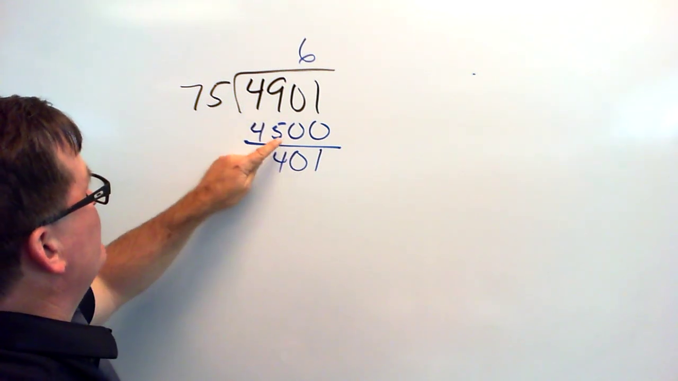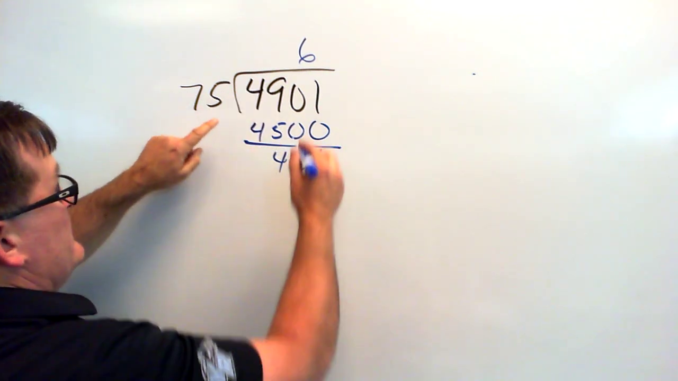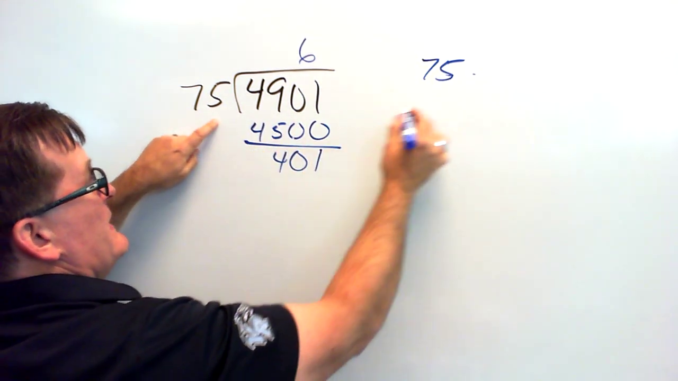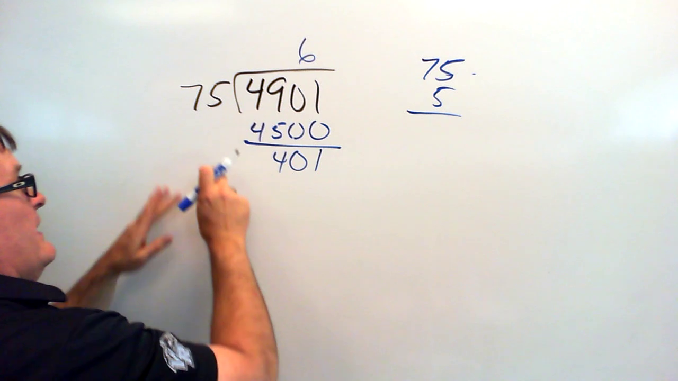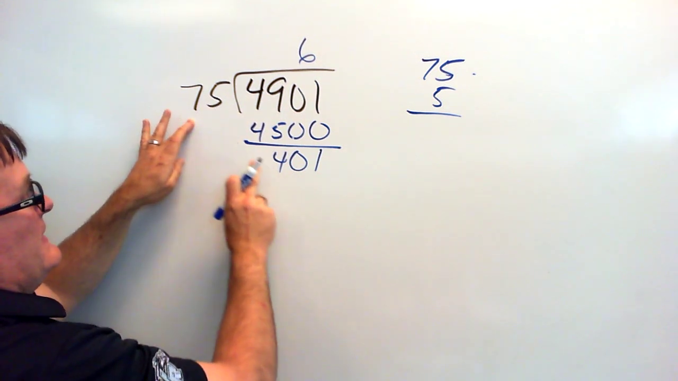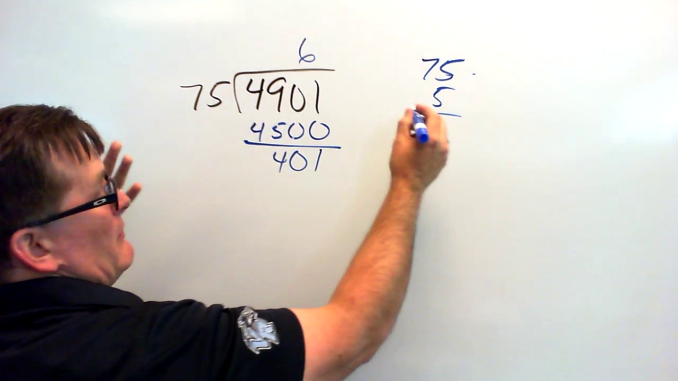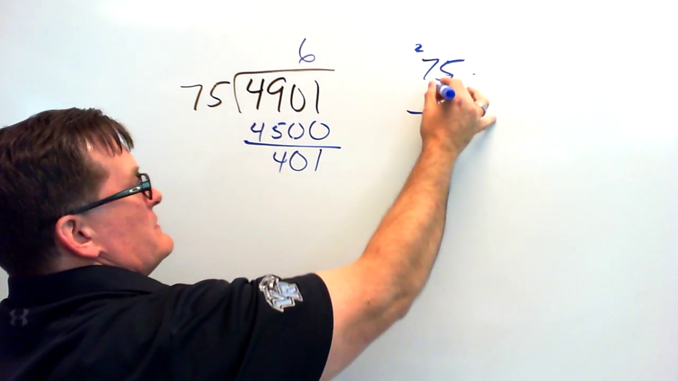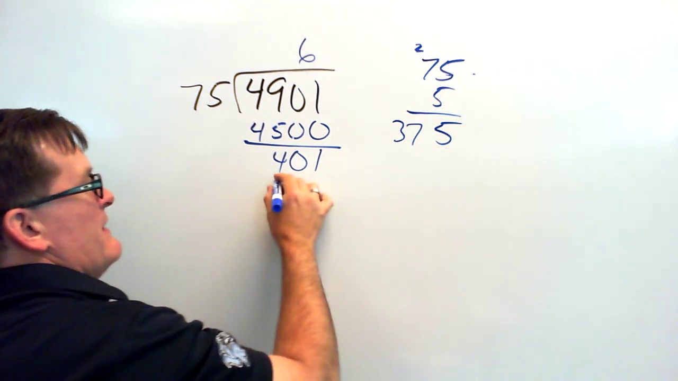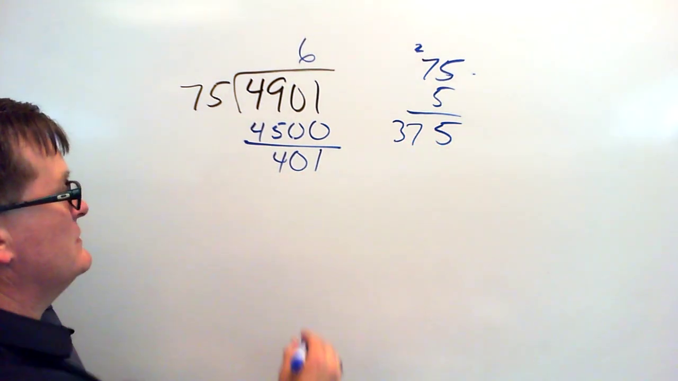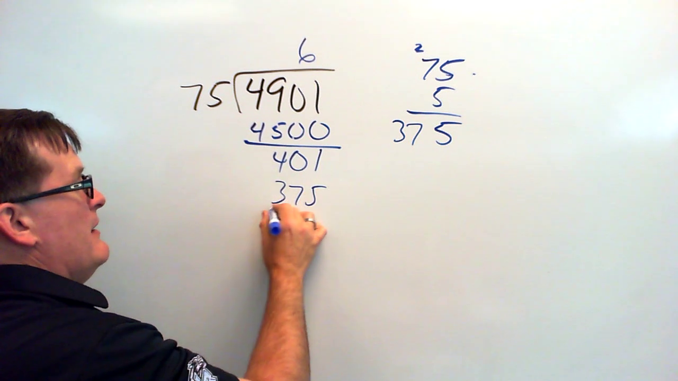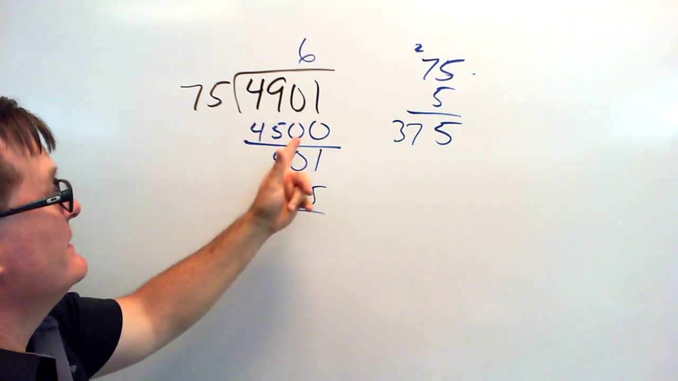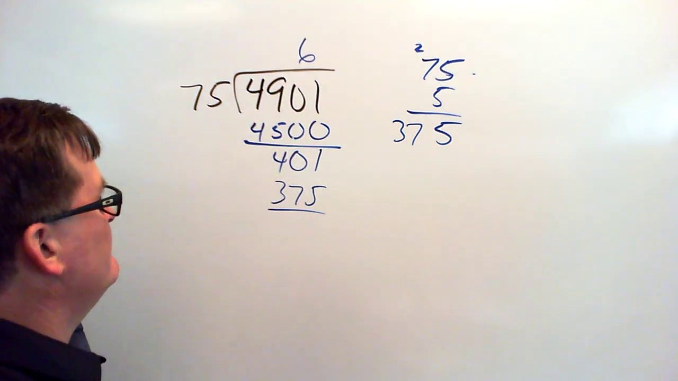Since we had 450 when we took 6, this helps us guess. 75 times 6, I should have left it on there, was 450. So I'm going to guess 5 for this one. And I know 75 is close to 80, and 80 times 5 would be 400, so it's probably going to be right. 5 times 5 is 25, carry the 2. 5 times 7 is 35 plus 2, 375. So that's going to work because it's really close to 401. And I'm not going over, but it's within 75, so I couldn't go one more. We already knew that because we know the result is 6 times 75.